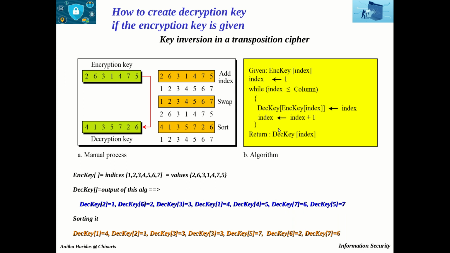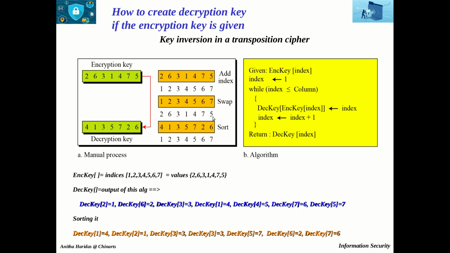And the same process is written as an algorithm. Okay, so we are creating a pair here, right? So what is the pair? The encryption key and the indices. So this becomes one pair after adding the indices. Now these two are swapped together, so this row becomes here and this becomes here.